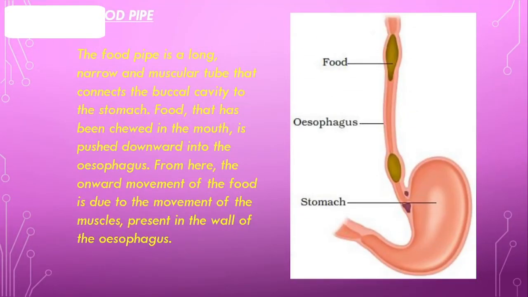The food pipe. The food pipe is a long, narrow, muscular tube that connects the buccal cavity to the stomach. Food that has been chewed in the mouth is pushed downward into the esophagus. From here, the onward movement of the food is due to the movement of the muscle present in the wall of the esophagus.